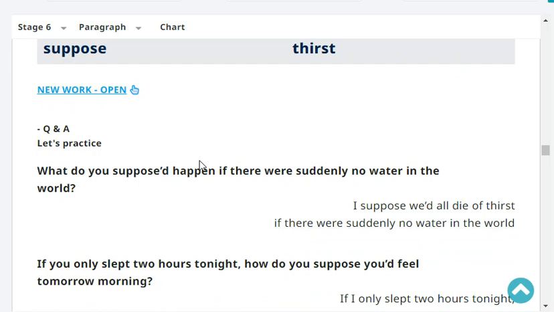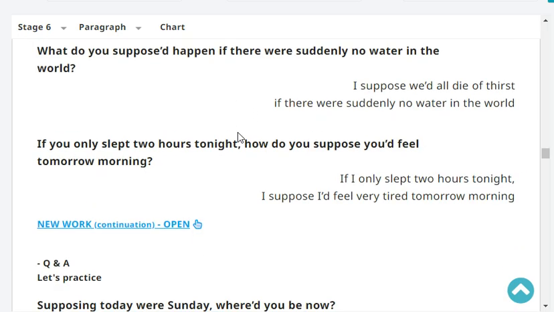What do you suppose would happen if there were suddenly no water in the world? I suppose we'd all die of thirst if there were suddenly no water in the world.